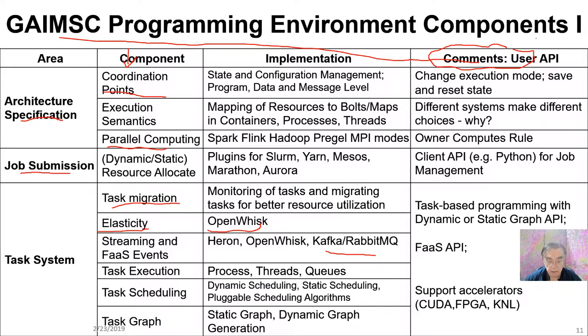Task execution, well, tasks can run in processing threads or the queues, which are made by Kafka. And then we have scheduling, which is dynamic or static, and we have various scheduling algorithms, and we can obviously add more because there are as many scheduling algorithms as there are computer scientists. And we have a task graph similar to Spark.